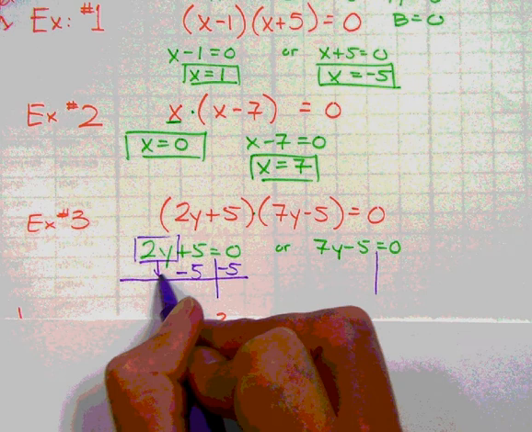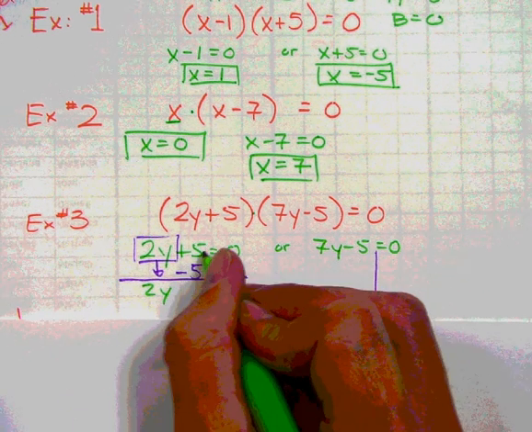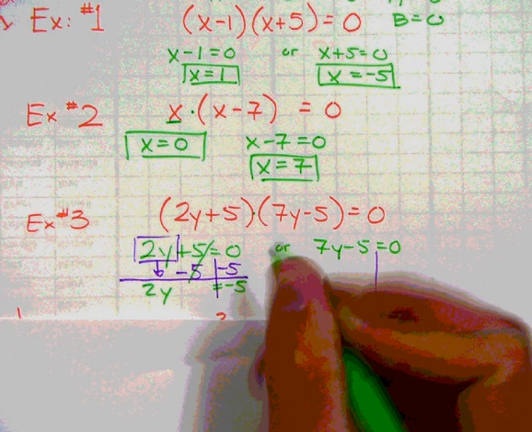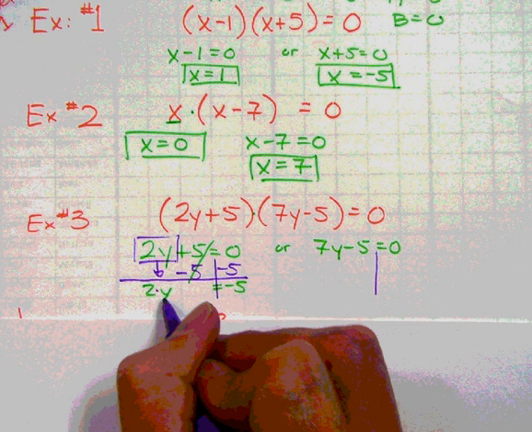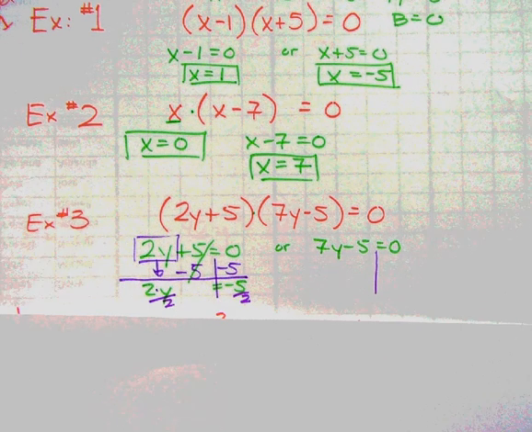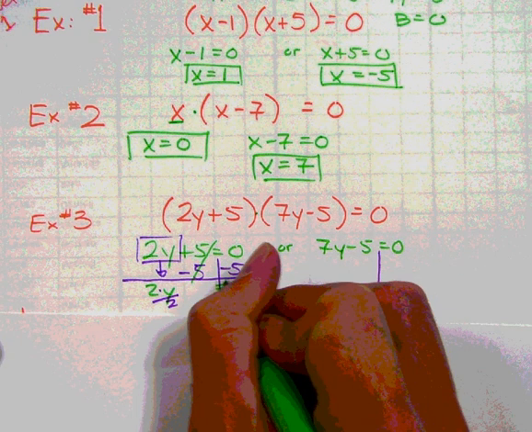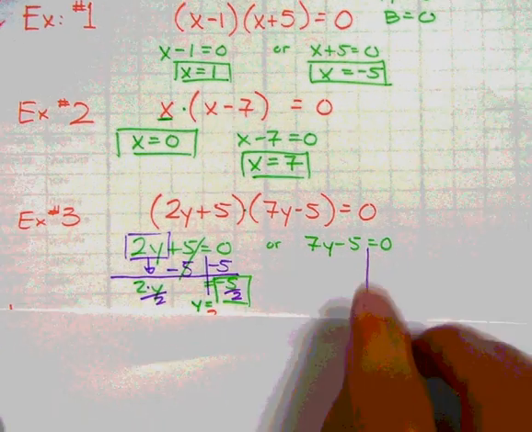Okay, I can bring this guy down. That's going to give me 2y. These two cross out, and on this side I get negative 5. Not done yet because it's 2 times y, so I need to do the inverse operation, which means to divide. And then I can see that my final answer is going to be left with y is equal to negative 5/2. Let's take a look on this side.